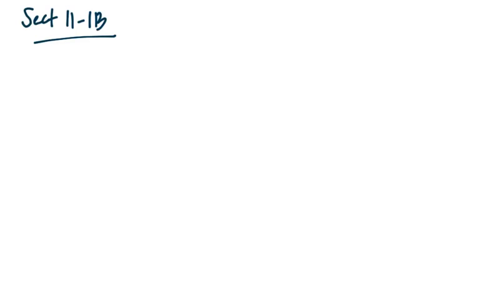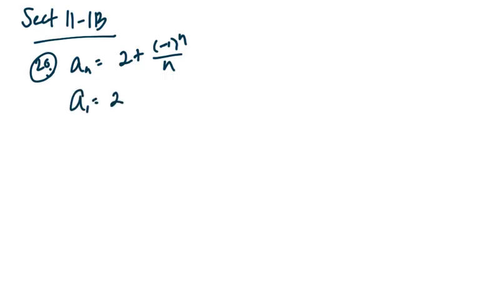Section 11.1b, we're going to do one of these problems, number 20. It says a sub n equals 2 plus negative 1 to the n over n, and it says to calculate, to 4 decimal places, the first 4 terms. So a sub 1 is 2 plus negative 1 over 1. That's 2 minus 1, which is 1.